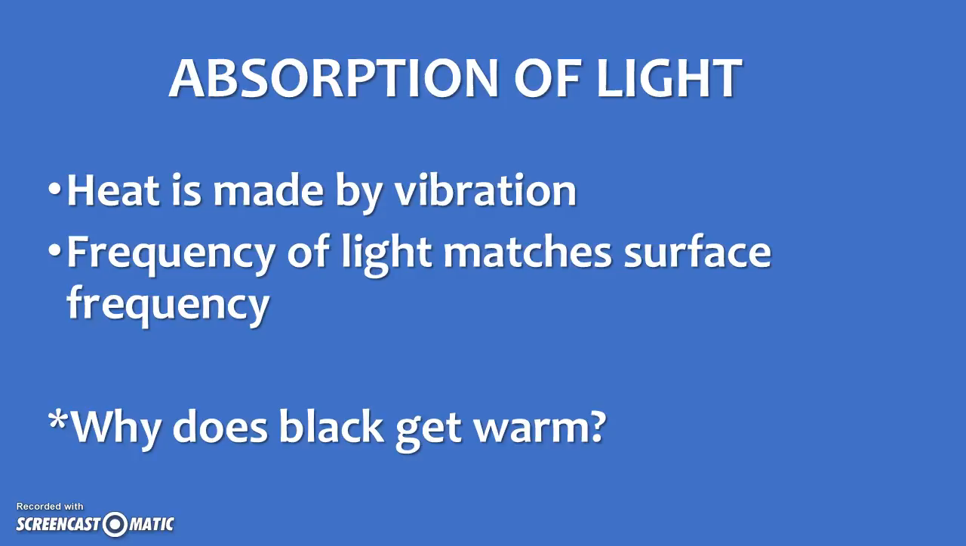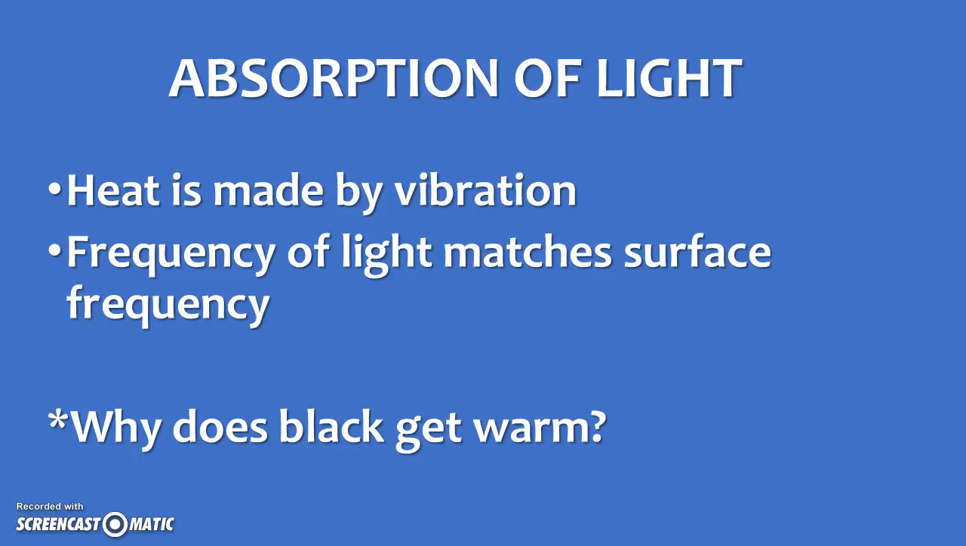So, why does black get warm, do you think? Because the light is matching the surface of the frequency. Yeah, kind of. Black gets warm because when things are black, usually it means that all of the light is being absorbed, not reflected. So when things are absorbed, it gets warm. So on a hot day, when the sun is coming down on the blacktop, it's because all of those atoms are getting excited in that blacktop and they're vibrating and creating heat. Does that make sense?